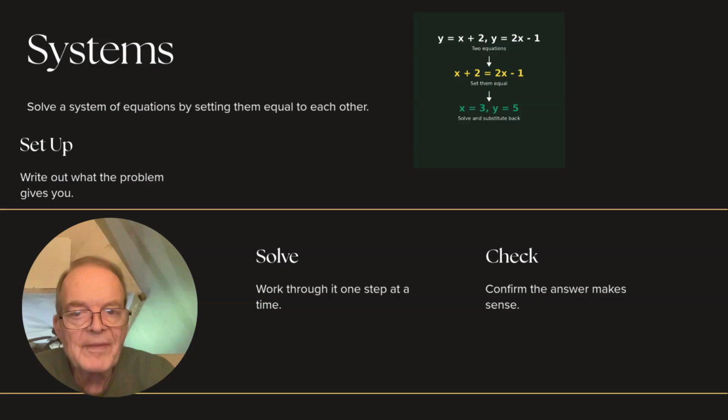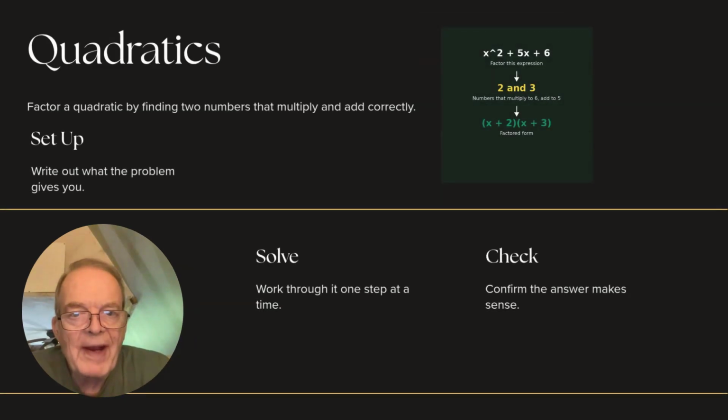And fifth is quadratics, specifically factoring. Take x squared plus 5x plus 6. You need two numbers that multiply to 6 and add to 5. Those two numbers are 2 and 3. So it factors into (x plus 2) times (x plus 3). Once you get comfortable hunting for that pair of numbers, factoring stops being a guessing game and starts being a quick pattern that you can spot.